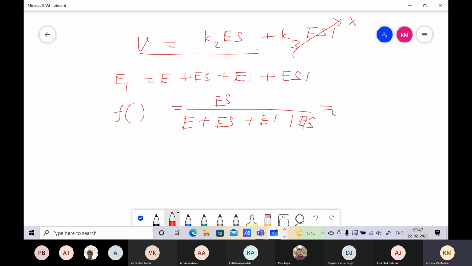So what is ES? E into S upon Km. So E into S upon Km, and this is E plus E into S upon Km plus E into I upon Ki plus E into I into S upon A Km Ki.